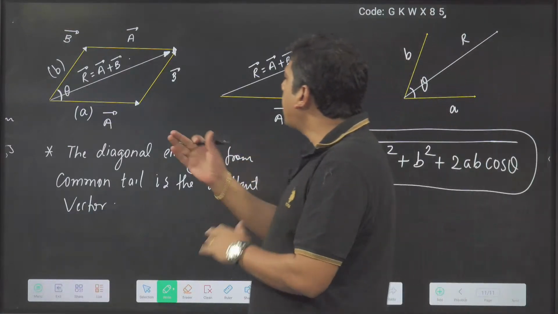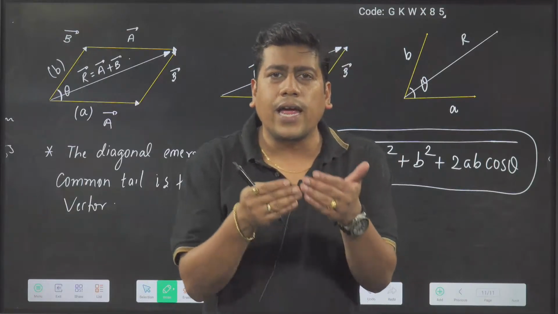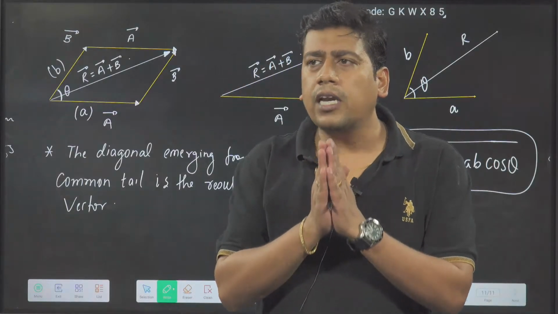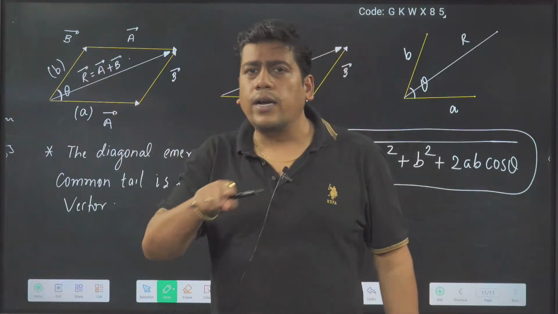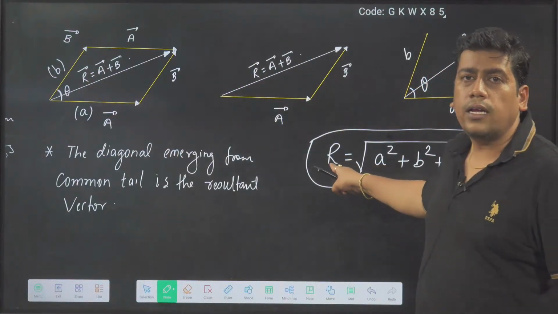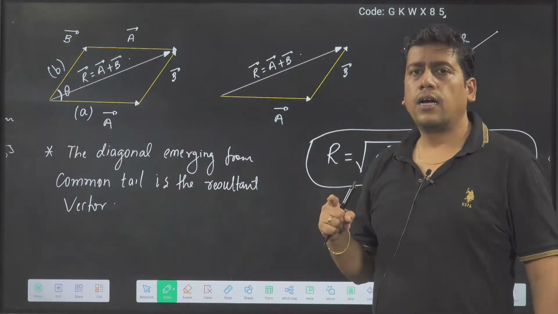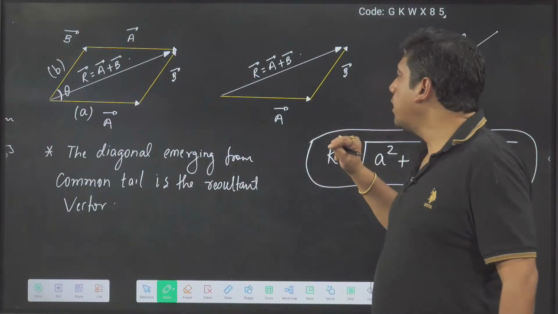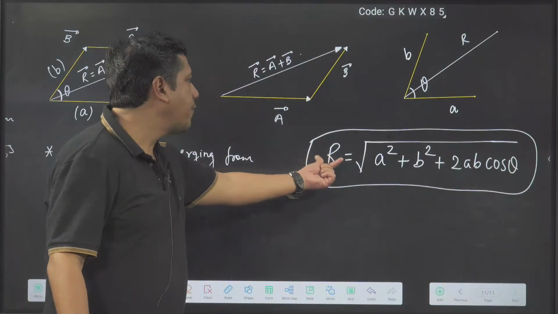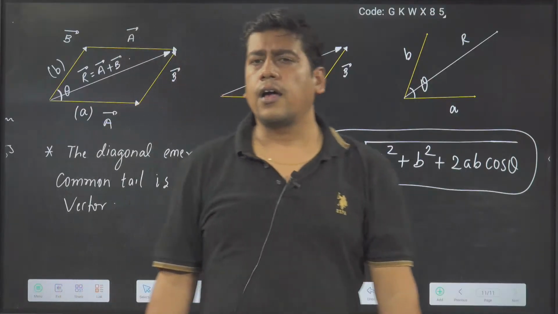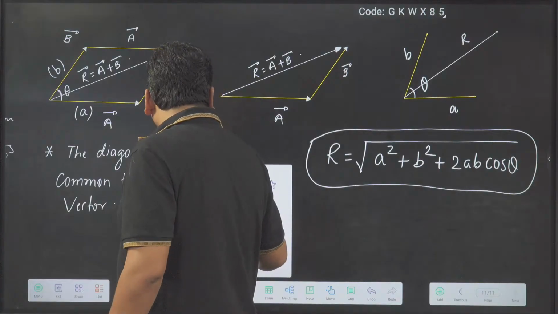Tell me, the resultant of A vector and B vector will be a vector quantity, na yaar. The R is a vector quantity, na. So if R is a vector quantity, then this is only the magnitude of R vector. So what should we find? Another thing we should find is the direction of R vector. We have only written the magnitude of R vector. We have to find the direction of R vector. How to find the direction of R vector?